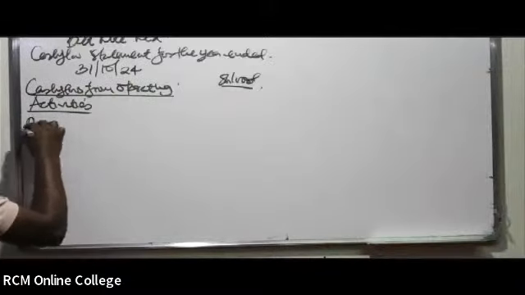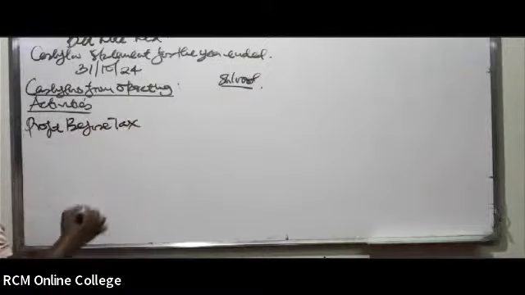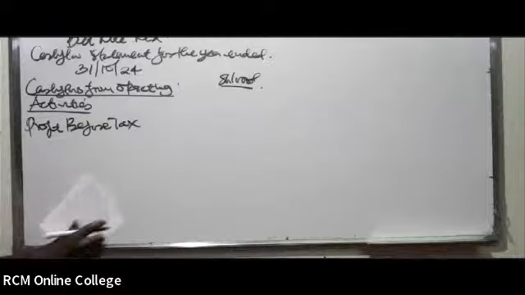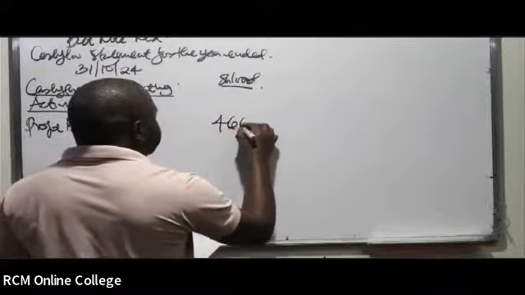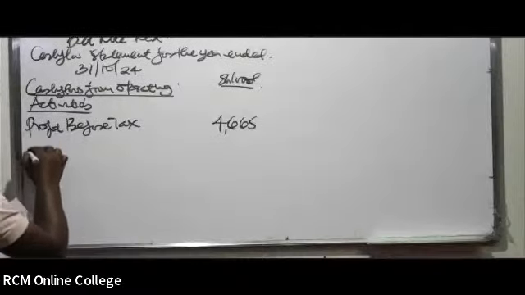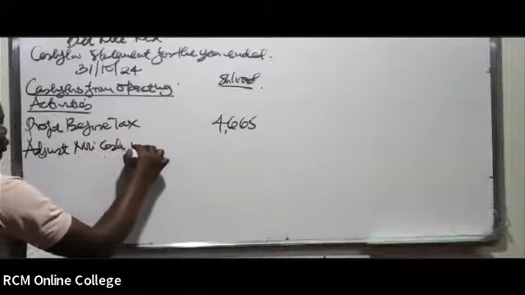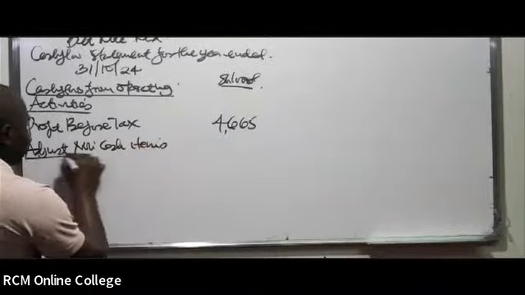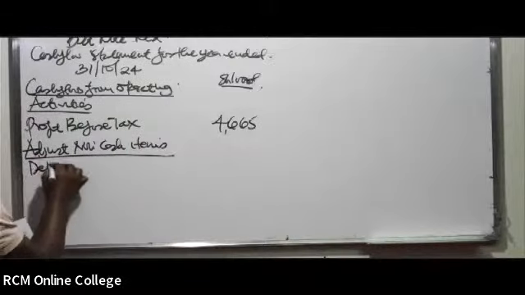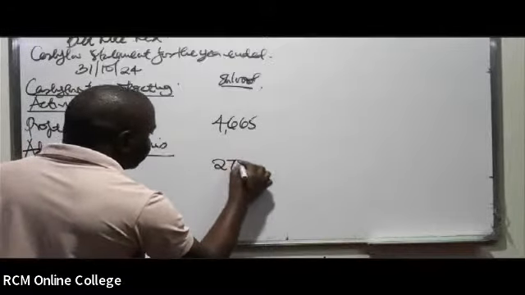So in this case, profit before tax. You can see the figure you've been given in the income statement extract. The profit before tax is 4665. Then with this one, you adjust for the non-cash items. For the non-cash items, we have depreciation, which we've been given as 2780.